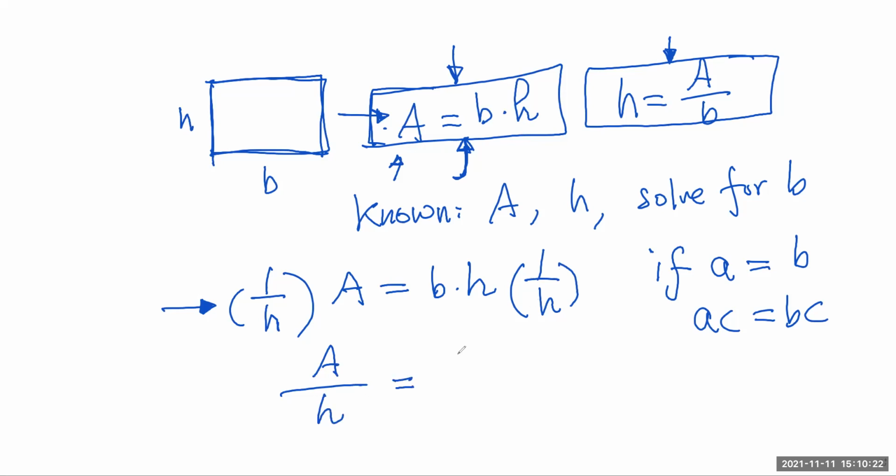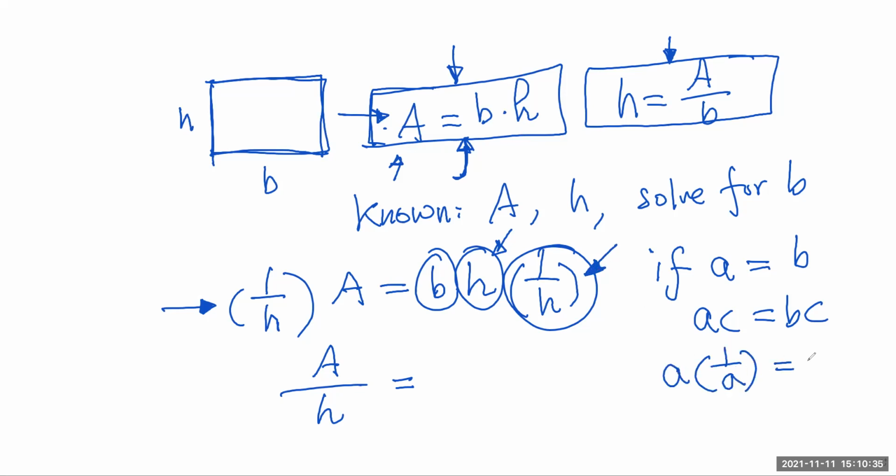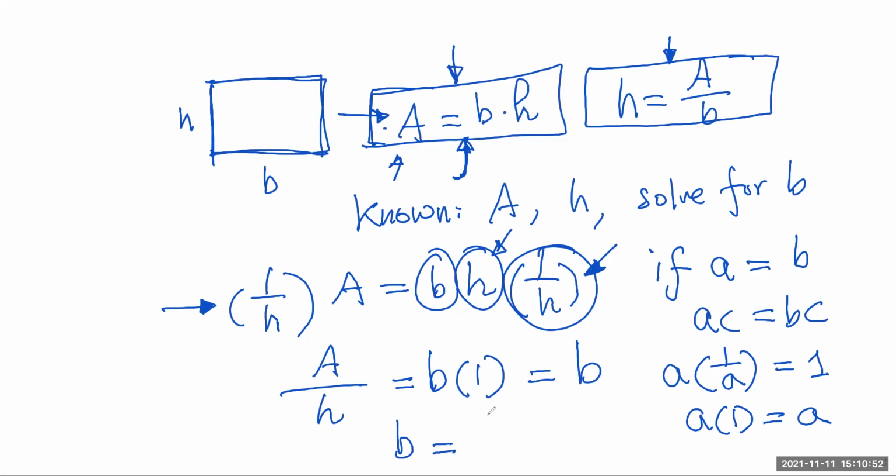On this side, we know h and 1 over h multiply, because a number times its reciprocal should give us 1, by the property we have there. So this is 1, then we have B. Actually, it's B times 1, but a number times 1 is just the number itself, so it's just B itself. So therefore, we got the third formula.